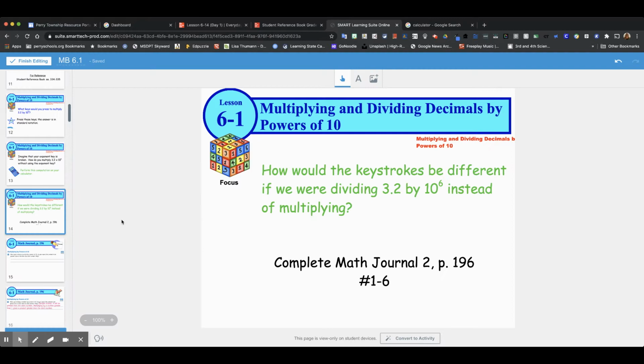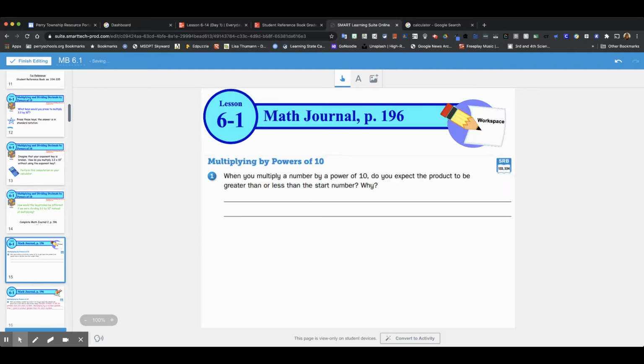Go ahead and turn to page 196 in your math journal, and let's look at number 1. When you are multiplying a number by a power of 10, do you expect the product to be greater than or less than the number that we started with? Why? Pause, fill out that, and then come back and check.